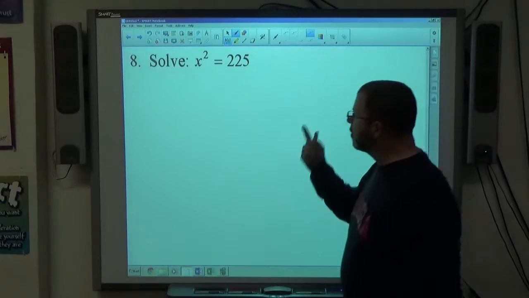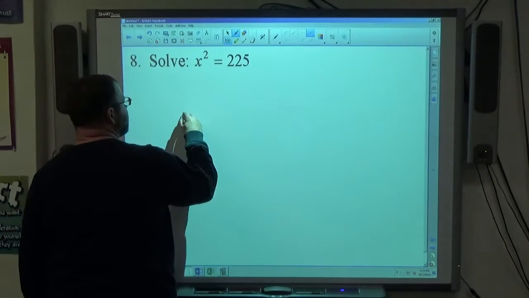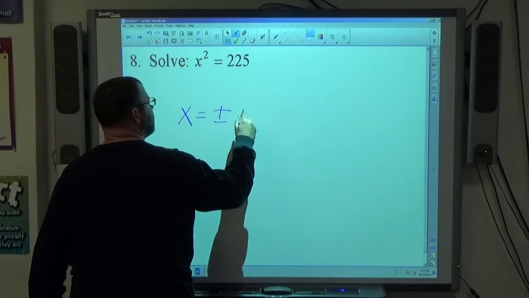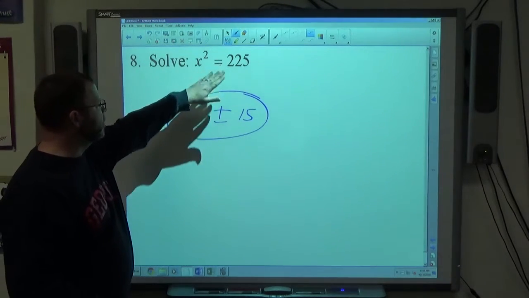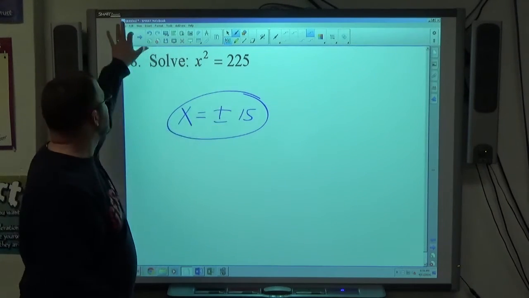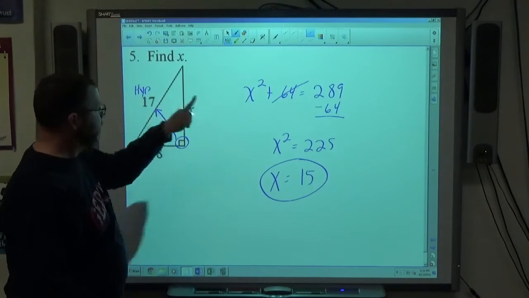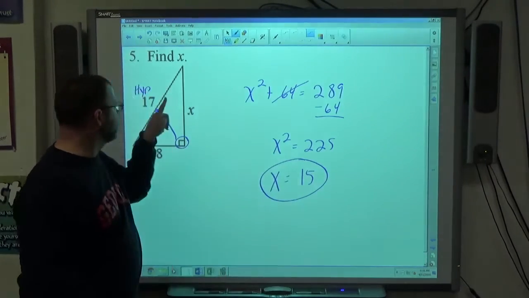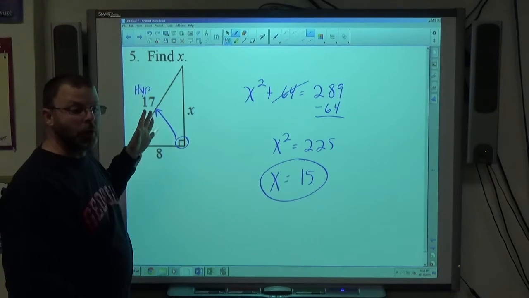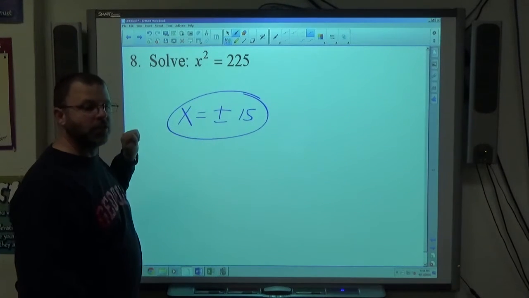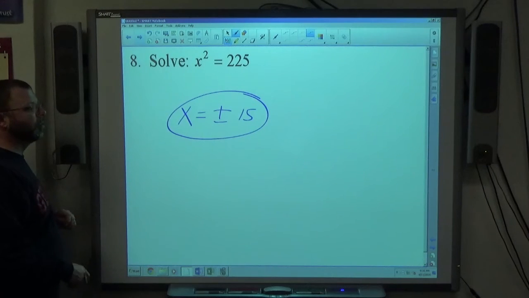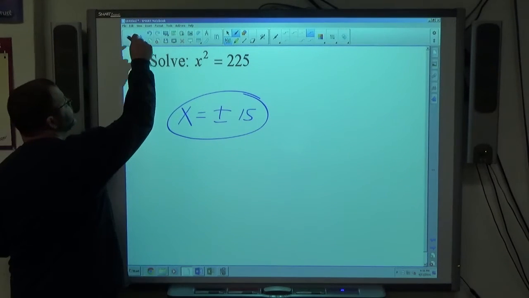Number 8, x squared equals 225. That means x equals plus or minus 15. We just did that problem a little bit earlier on the test. This time it's just solve the equation, so both plus and minus are required. Back here, we only needed the positive answer because x represented the length of the side. We wanted only positive. But here, it just says solve, so both answers are legitimate. So make sure you do include the plus or minus in that problem.